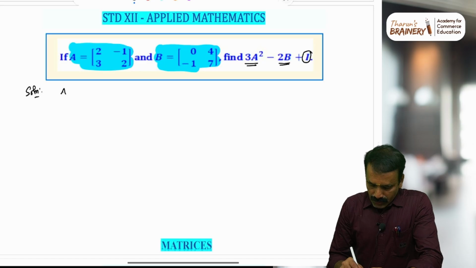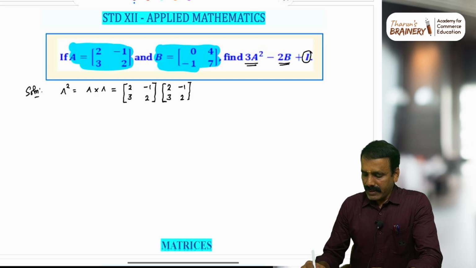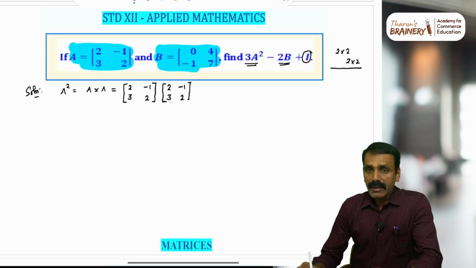First we try to find out what A square is. A square is nothing but A multiplied with A, which is equal to 2 minus 1, 3, 2, and this matrix is multiplied with the same matrix 2 minus 1, 3, 2, and we can very well see that A matrix is of order 2 by 2 and again 2 by 2. So we are checking whether matrix multiplication is possible. So here the number of columns in the first matrix is equal to the number of rows in the second matrix. So we can multiply the product.